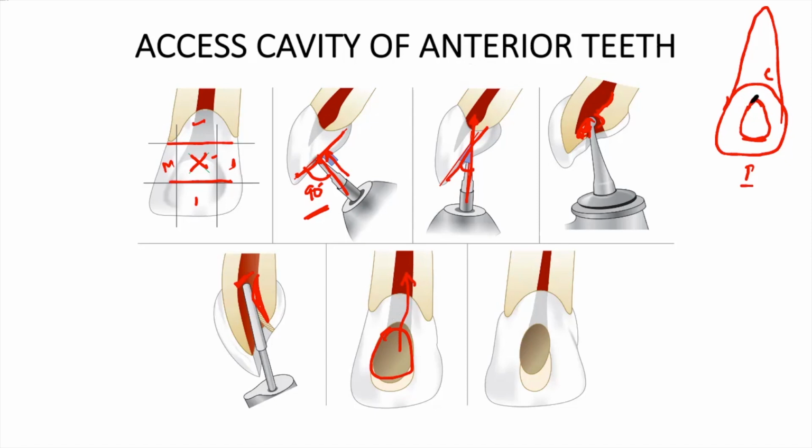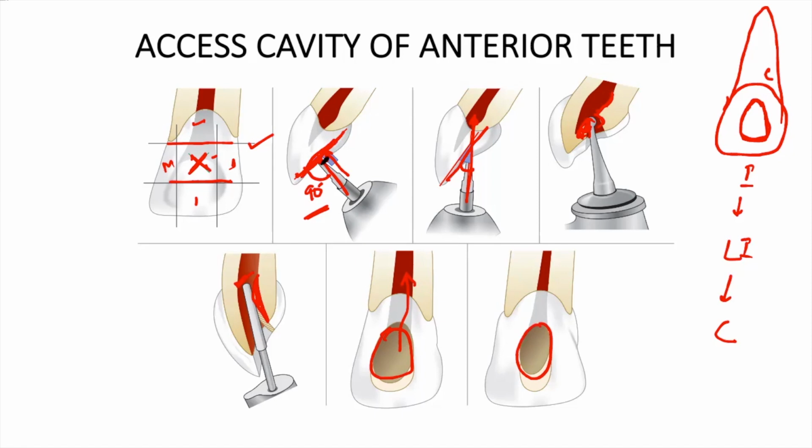The basic shape of the access cavity is a rounded triangle where the base is towards the incisal surface. But as we move to the lateral incisor or canine, this triangle tends to become oval in shape. Please check these points because many times questions come from this topic: what is the initial point of entry of the bur? It is in the middle of the middle third of the palatal surface.